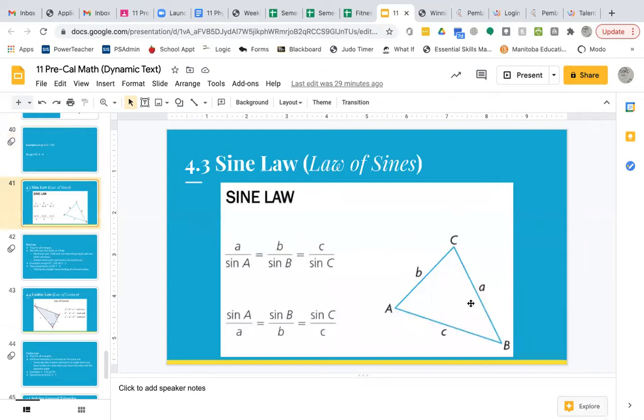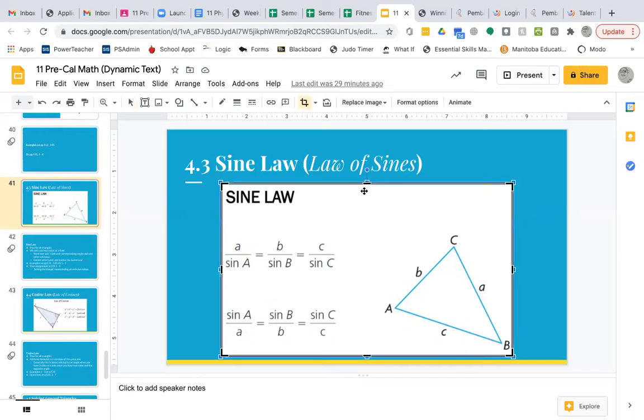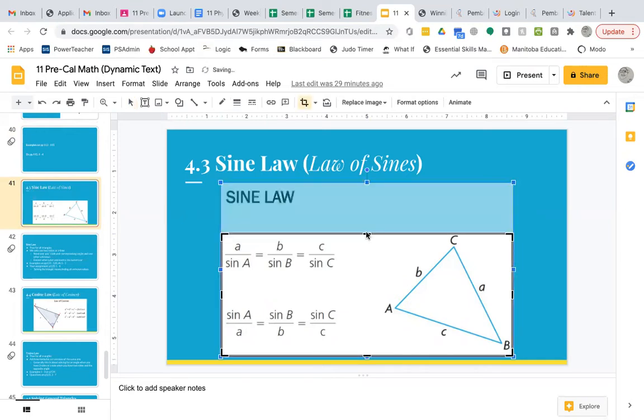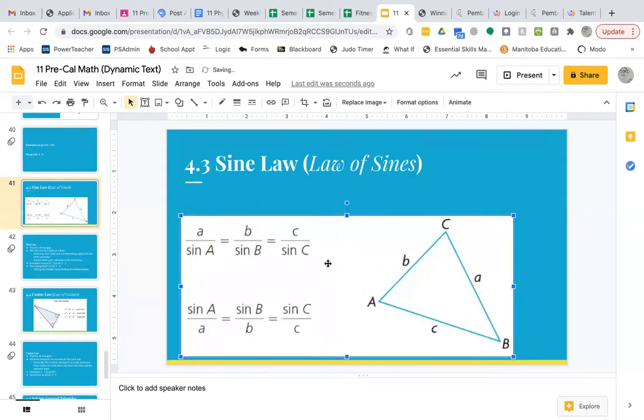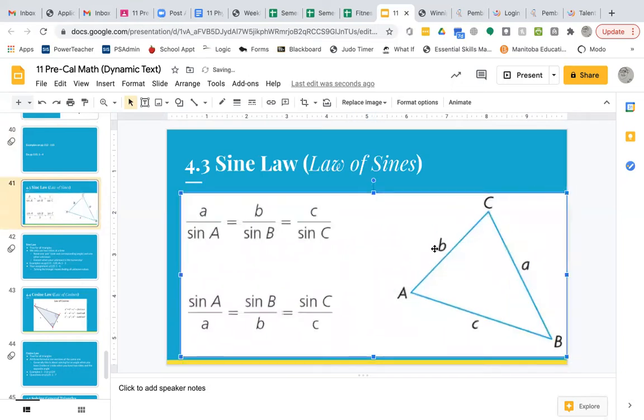I do recommend copying this down, hang on. We don't need sine law written there twice. That way I can make this bigger. Anyways, I do recommend copying this down because we need those formulas. These are formulas you will get on the test, so it's a good idea to write them down and get comfortable with them.